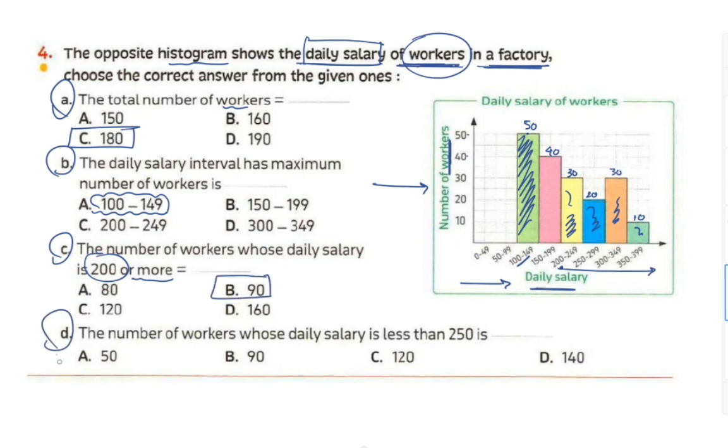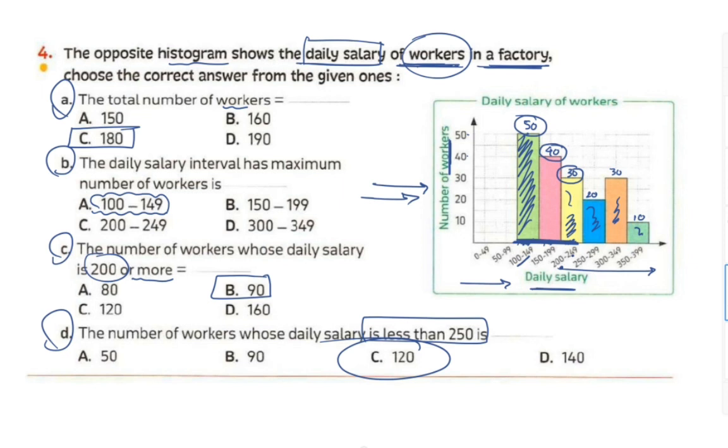Okay? Last point, the number of workers whose daily salary is less than 250. Less than 250, that means I will start from 249. Where is 249? Here. Okay? And less. I will start from this interval. All these are less than 250. So I have here 3 intervals. So 30 plus 40, 70. 70 plus 50, 120. 120 workers.